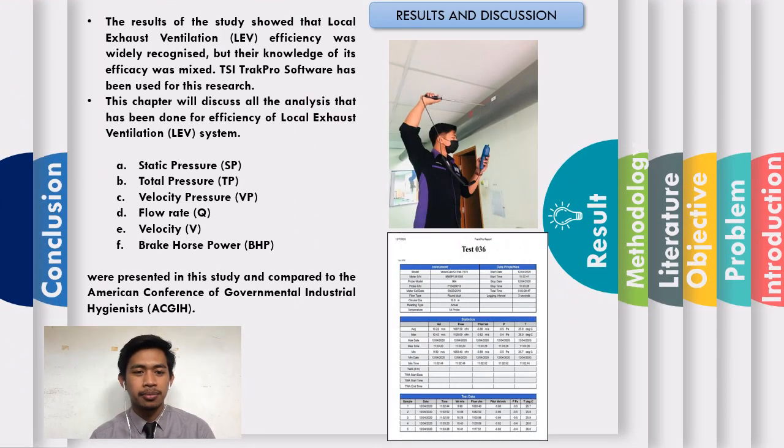This slide is the most important, which is the result and discussion. For the result, the efficiency was widely recognized. I use the SI Track Pro software to compile the data. The data I take is static pressure, total pressure, velocity pressure, flow rate, velocity and brake horsepower.